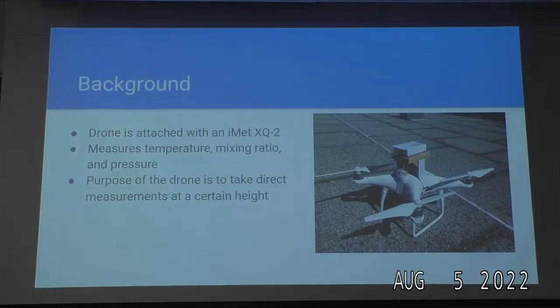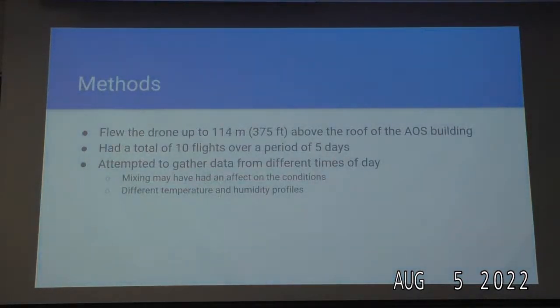So with the drone, we're able to take measurements at a certain level and not have to worry about the weather balloon flying away and collecting data higher up in the atmosphere. The fixed level that we flew the drone at was 114 meters above the roof of the AOS building. This corresponded with one of the height levels that the AERI measures at. And this was the highest that we were able to fly without violating FAA regulations.